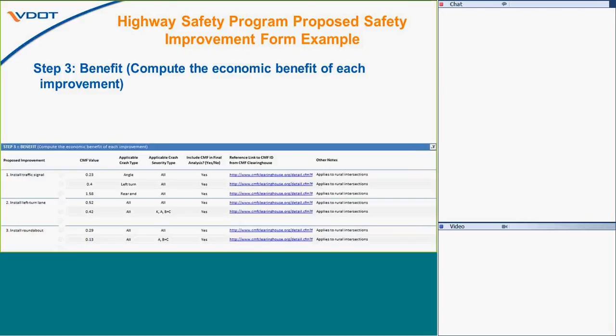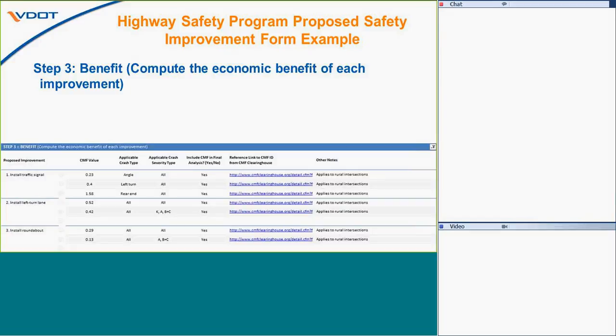So step 3 is calculate the benefit. And like we had discussed very briefly, the benefit is looked at in terms of what are the types of treatments that you're deploying to address the issues. So you can see here that there are 3 proposed improvements potentially. What you would do is look at the CMF clearinghouse to determine the CMF value, and the CMF values are provided by applicable crash type.